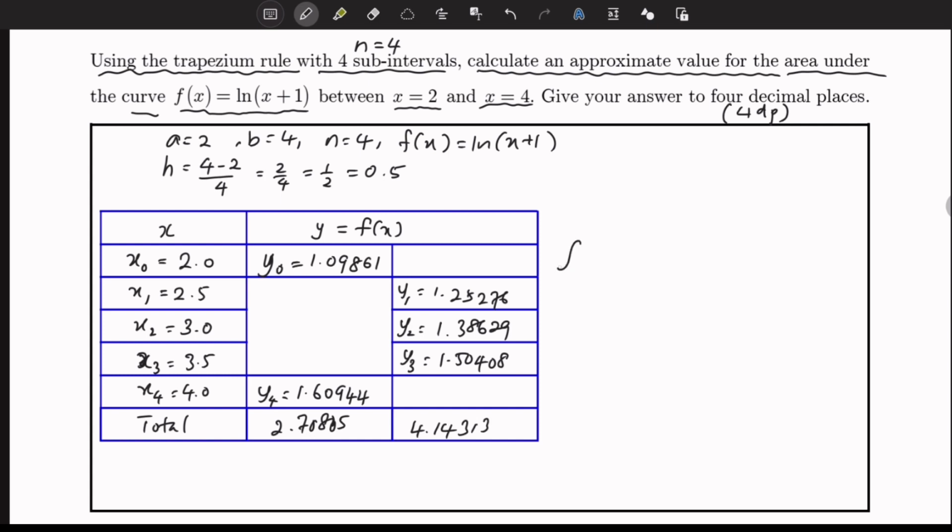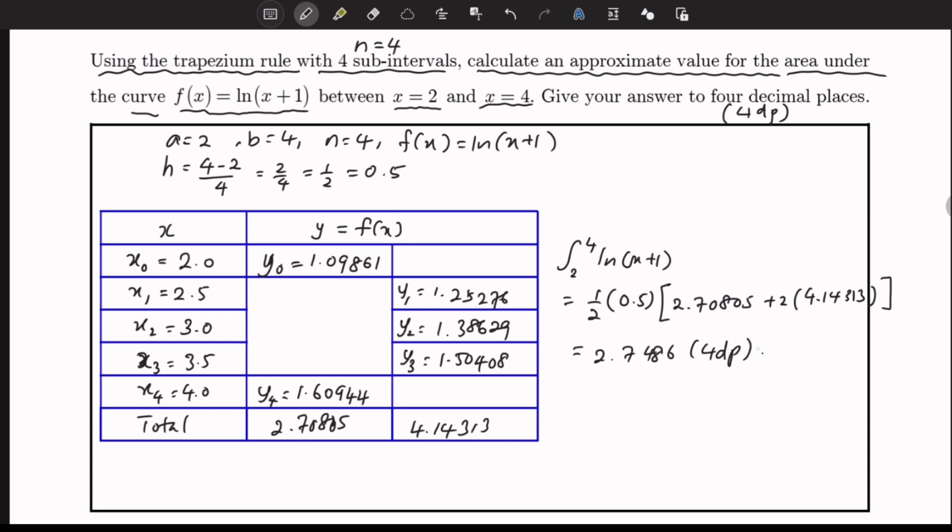So the integral from 2 to 4 of ln(x plus 1) is equal to half of h, 0.5, times the total of 2.70805 plus 2 times 4.14313. So press your calculator, and we will get 2.7486 to 4 decimal places.